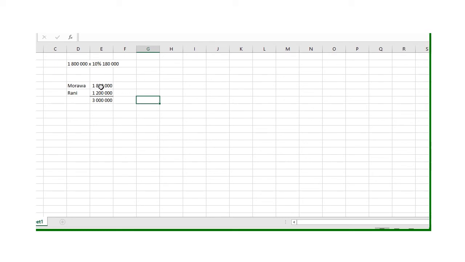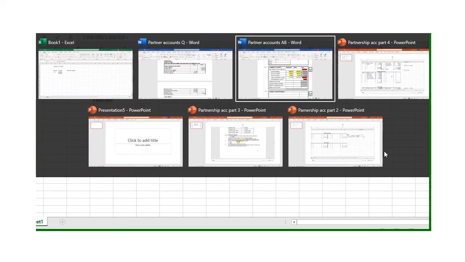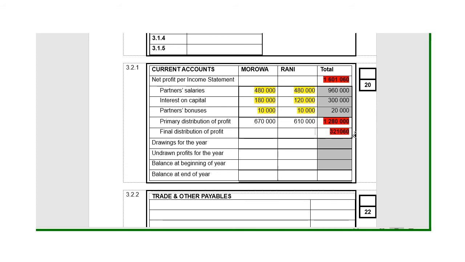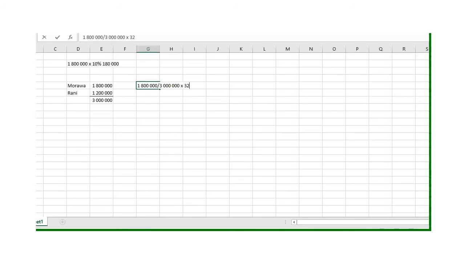So now how to do the split or do the calculation. I take the first one, which is Morawa. He's got 1,800,000. Divide that by the total, which is 3 million. So his capital divided by the total, 1.8 divided by 3 million, and that I will multiply with the remaining profit. And the remaining profit was 321,060. And that answer is then his portion of the profit.